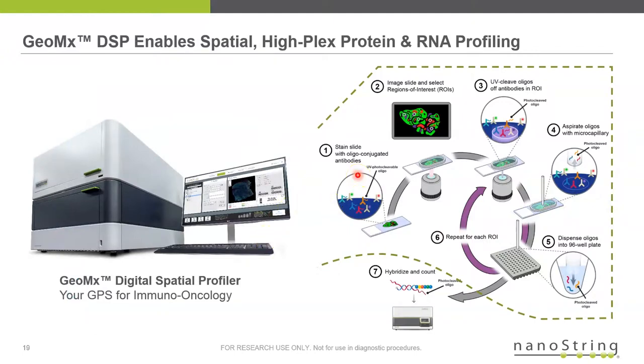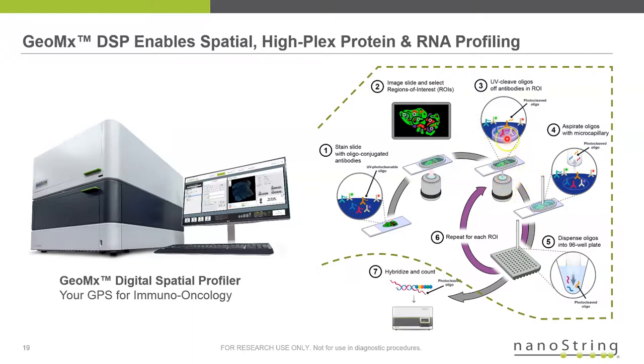It's an excellent 4-channel fluorescent microscope. You get that image, and then you use the morphology of that tissue to guide where in the tissue you want to analyze. So you select regions of interest. Once you've done that, you tell the instrument to go collect the regions of interest.